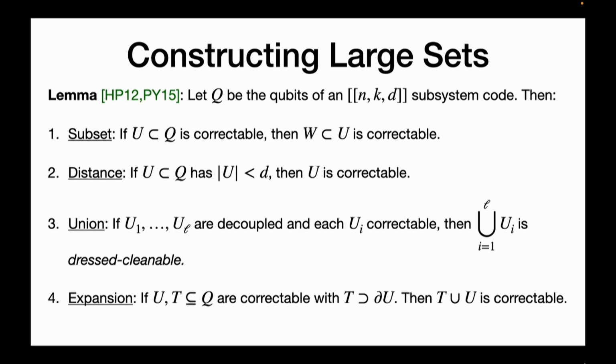And so if you think about what these lemmas are, the distance lemma is a way to get an initial correctable set. You just pick any set that's smaller than D, and this is correctable. Then, if this starting set is sufficiently small, its boundary is probably pretty small too, so you can use the expansion lemma to grow a bigger correctable set. And once you've done this as much as you can, maybe eventually the boundary gets too big, you can grab a bunch of these together and use the union lemma to tie them together. And then you have this really big correctable set in the end. This is the general idea.